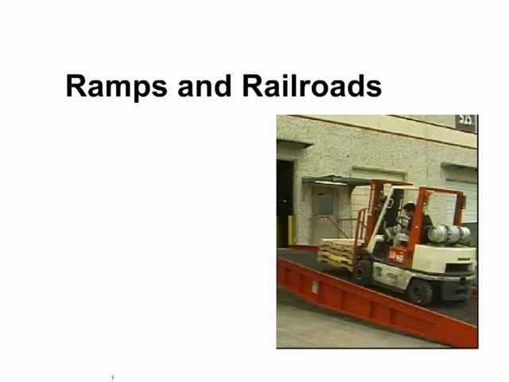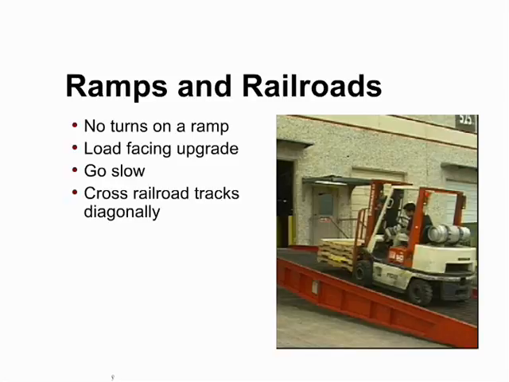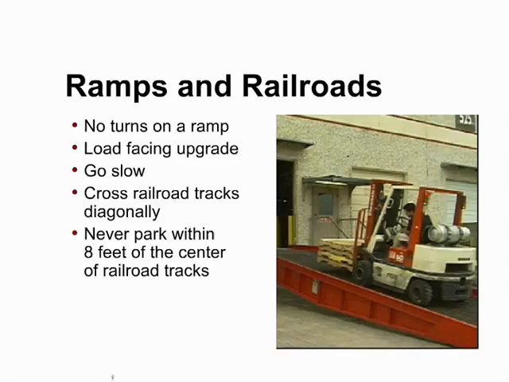When traveling on ramps or near railroad tracks, follow these guidelines. Don't make turns on a ramp. It's a good way to tip over. Keep the load facing upwards on a ramp or hill. This helps keep the combined center of gravity near the center of the stability triangle. Drive slowly, especially on ramp downgrades. Extra weight decreases the effectiveness of your brakes. Cross railroad tracks on the diagonal, which helps keep the forklift stable. And never park within 8 feet of the center of a railroad track. Your forklift could be struck by a passing train.